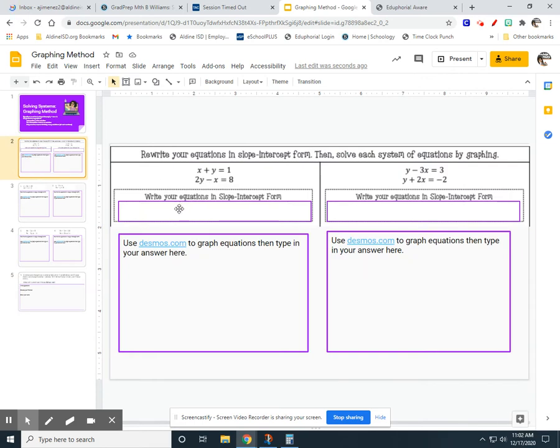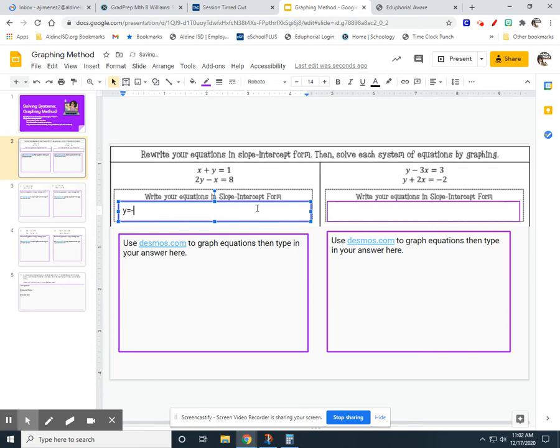We've got to rewrite each one of these to be in y equals. That means we need to solve for y. So for the top one, all we've got to do is move the x. So it's going to be y equals, change the sign of the x to negative x plus 1. For the next one, we're going to have 2y is equal to, move the x over, that's x plus 8. But in order for it to be solving for y, we need to divide by 2. So y is going to equal 1 divided by 2, because each one of these is going to be divided by 2.